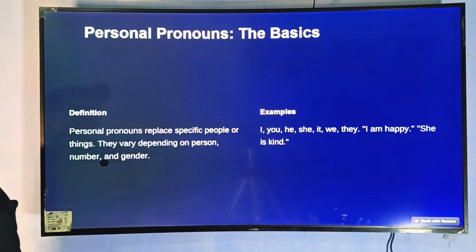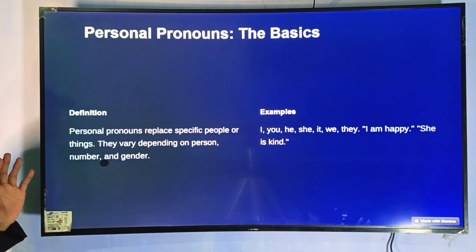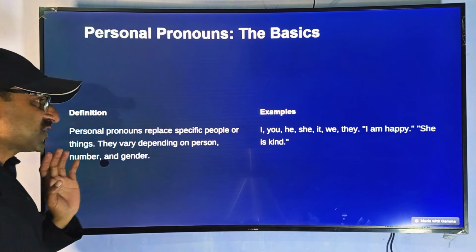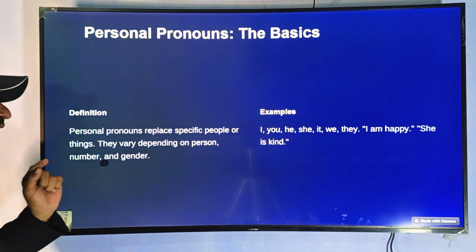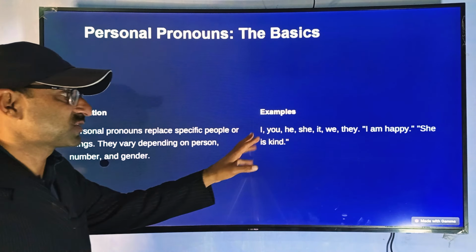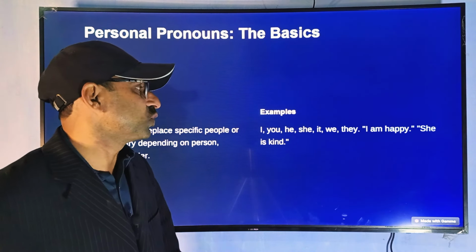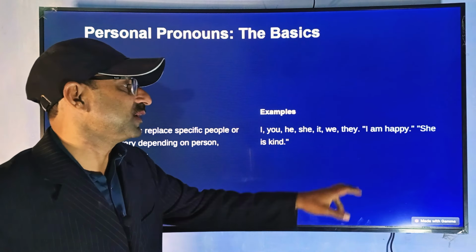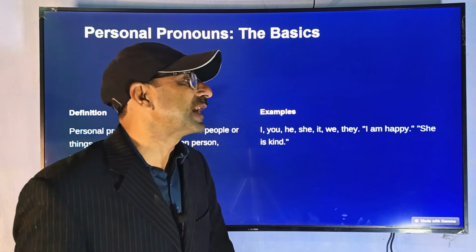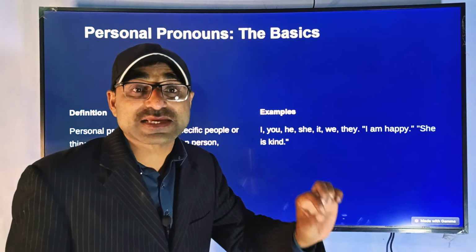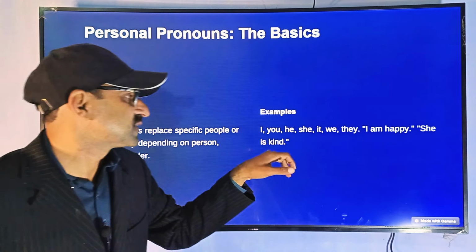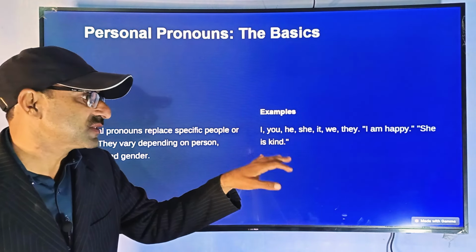What is a personal pronoun? The basics. The definition of a personal pronoun is that it replaces a specific person, people, or things. They vary depending on person, number, and gender. For example: I, you, he, she, it, we, they. For example, I am happy. I is a pronoun. She is kind. She is a personal pronoun.